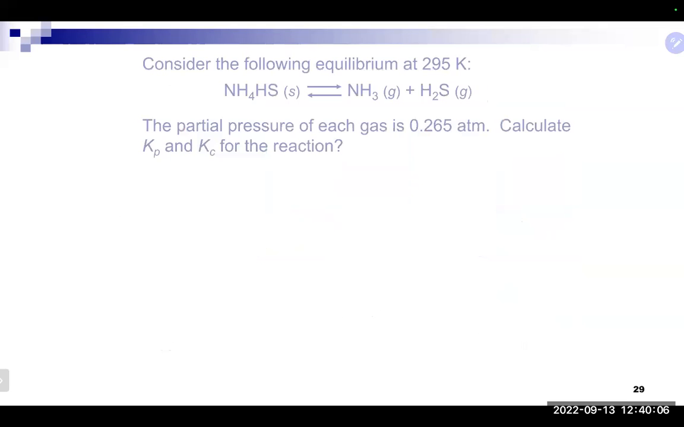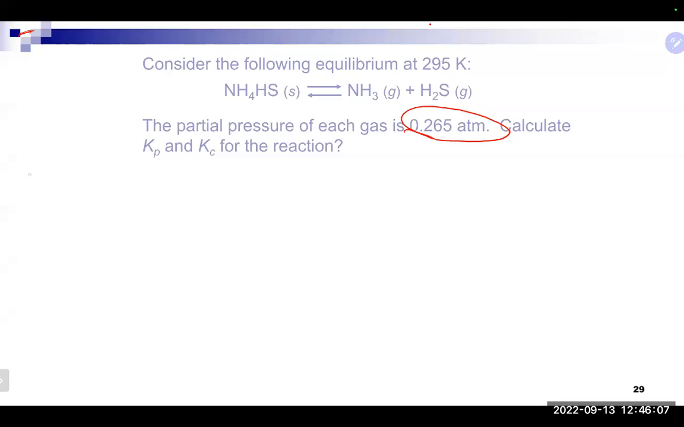All right, so let's talk a little bit about this one here. Consider the following. The partial pressures of each gas is 0.265. Calculate the Kp and the Kc for this reaction. Here's just getting towards the end here. Once again, we're looking for both. So in this case, we are given pressures, so it would make sense to start with the Kp first.